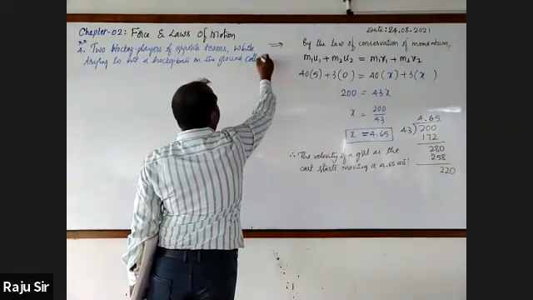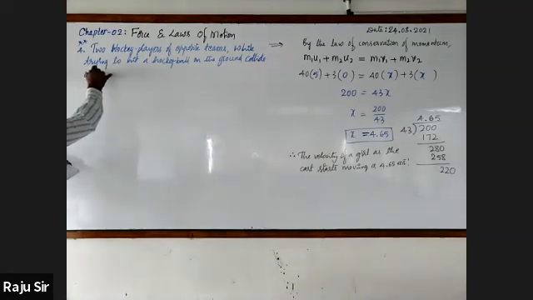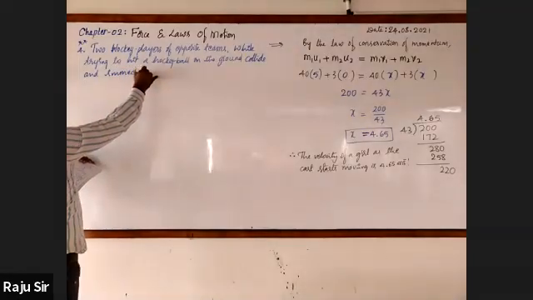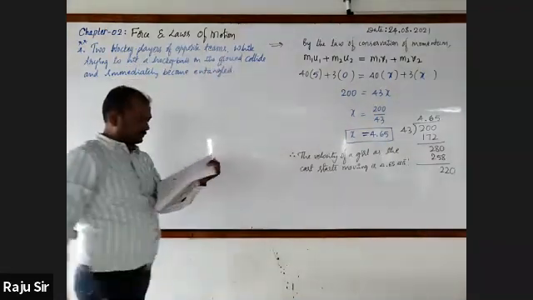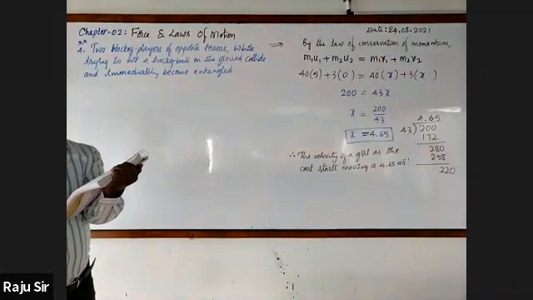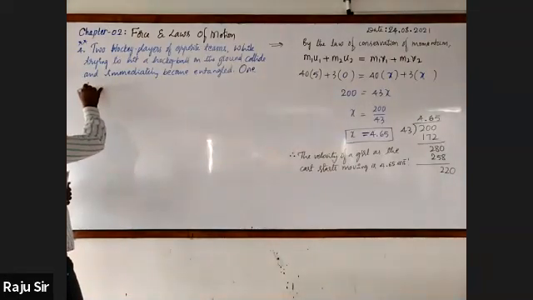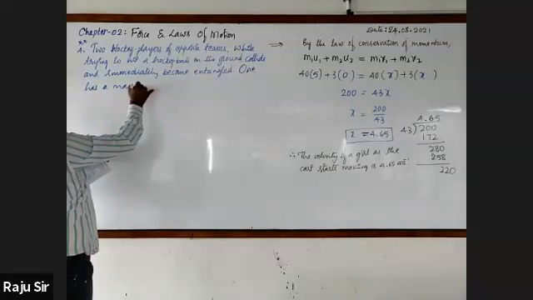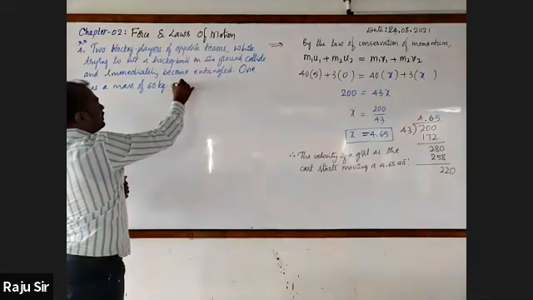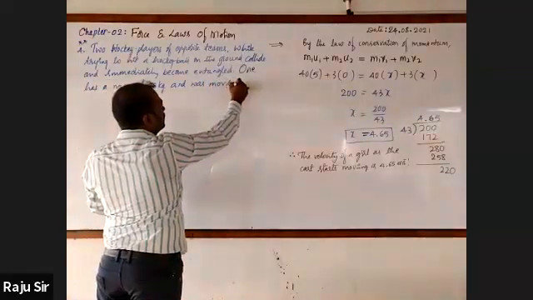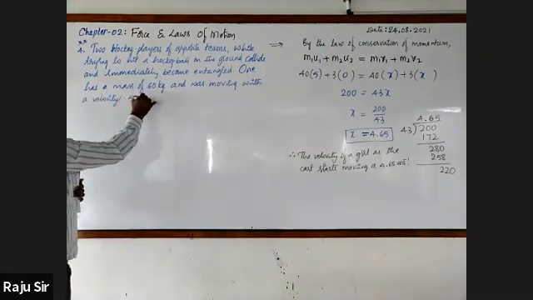Full stop. One has a mass of 60 kg. Now these two players: the first player has a mass of 60 kg and was moving with a velocity of 5 meters per second.